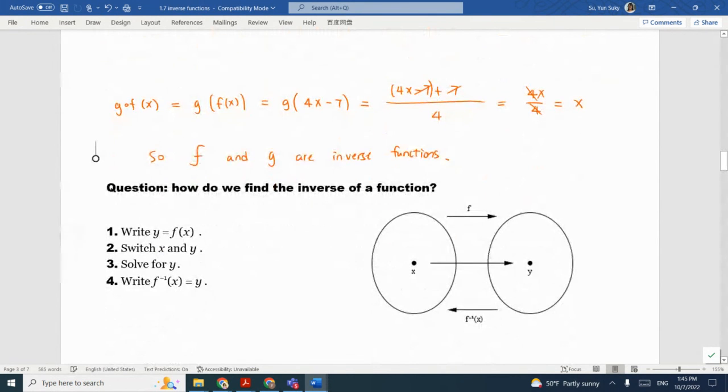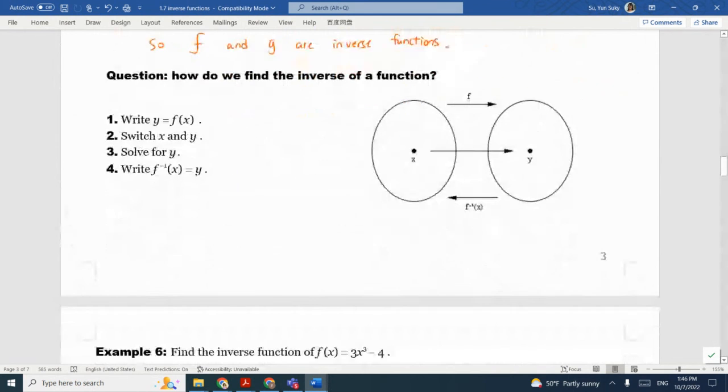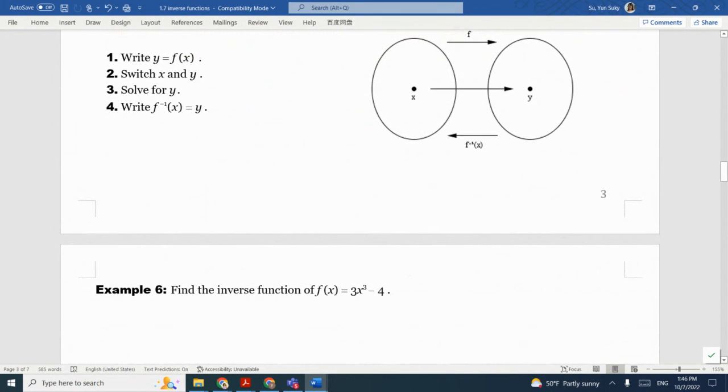Awesome. So let's continue. In general, how do we find the inverse of a function? So here are the steps. First, you write y equals f of x. And then you switch the x and y. Solve for y. After you solve for y, that's the inverse function. So remember those 4 steps. Let's use these 4 steps and do example 6.